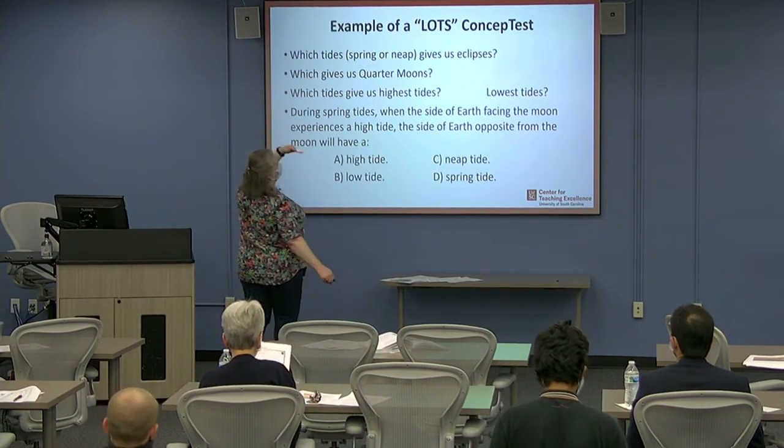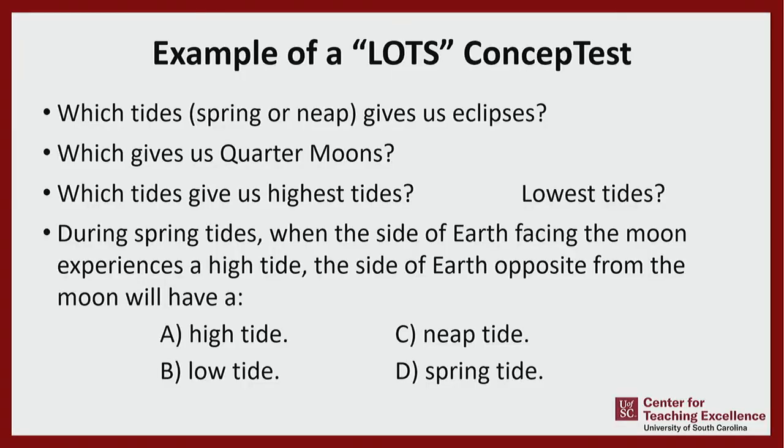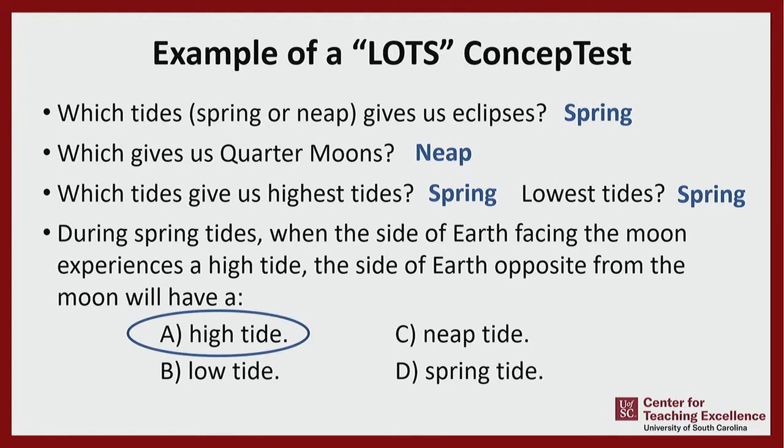Here's an example of a lower order concept test. This is the slide I put up. I asked them these questions. You know, I answer them as we go. These are easy. And then this is kind of a rethink what you think type of question. When we have a high tide on one side of the Earth, the theory is another high tide opposite. That's very low level Bloom's.